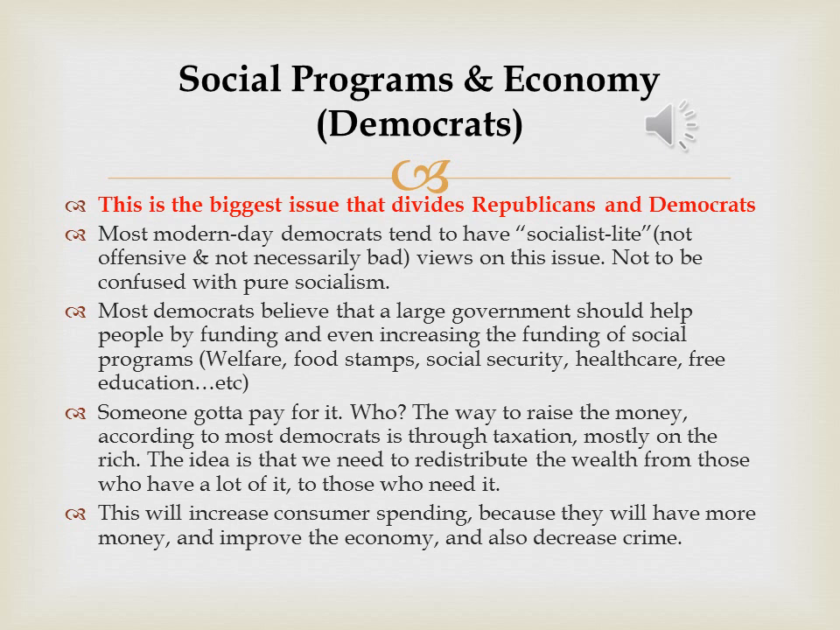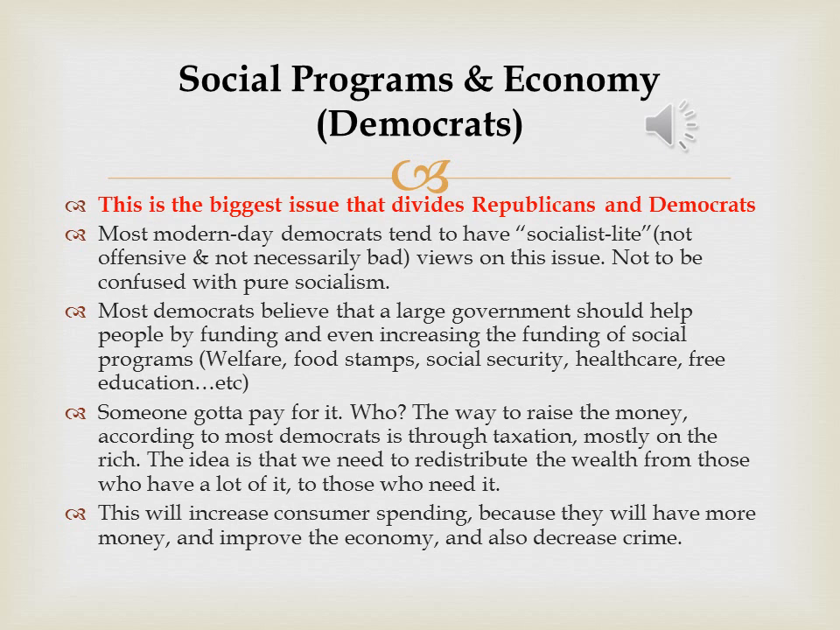So as you know, Democrats and Republicans, they don't really like each other. And they have vast differences on how to govern this country. They have vast differences on many issues. And two of the biggest issues that divide them have to do with their views on social programs and the economy. So let's talk about Democrats.